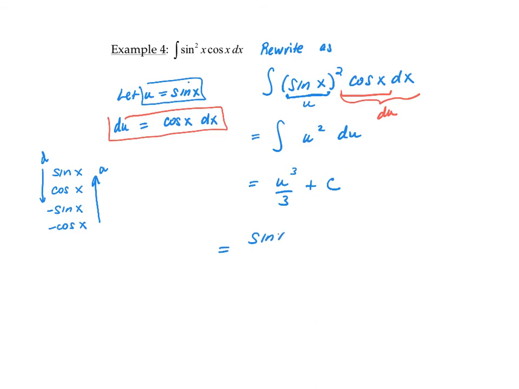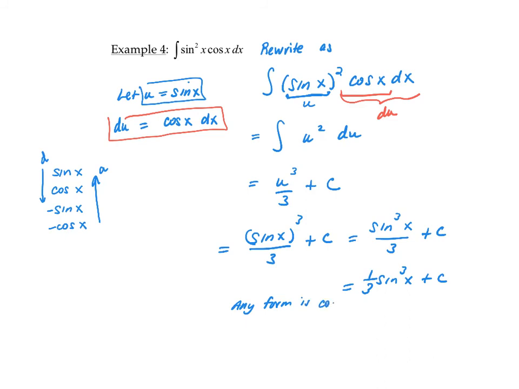So we're going to have sine of x raised to the third over 3 plus c. And you could keep it written like that, or you could write it as sine to the third of x over 3 plus c, or you could write it as 1/3 sine to the third of x plus c. Okay, any one of these forms is fine. Okay, one more example.